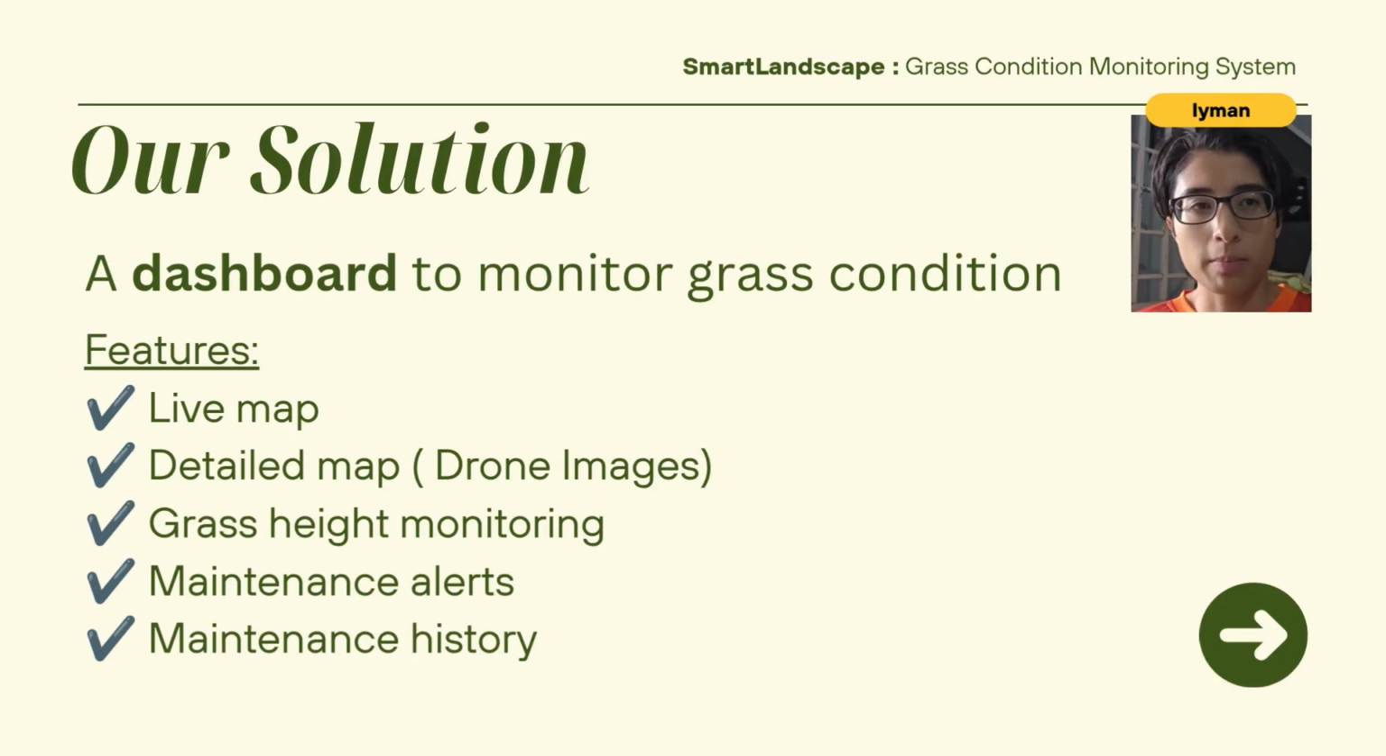Our solution is a web-based dashboard to monitor grass condition, featuring a live map, a detailed map with drone images, grass site monitoring, maintenance alerts, and history. This gives the user a bird's eye view of the condition of the grass in Oval Park.